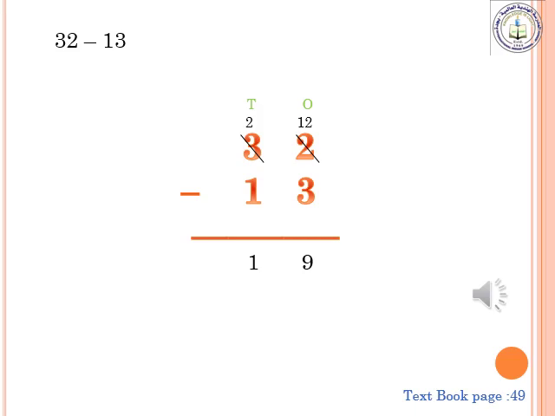Now we can subtract 3 from 12. Keep 3 in your fingers and count backward of 12. 11, 10, 9. So in 1's place you will get 9. Next, do subtraction in 10's place. 2 minus 1 is 1. So you will get the answer 19.